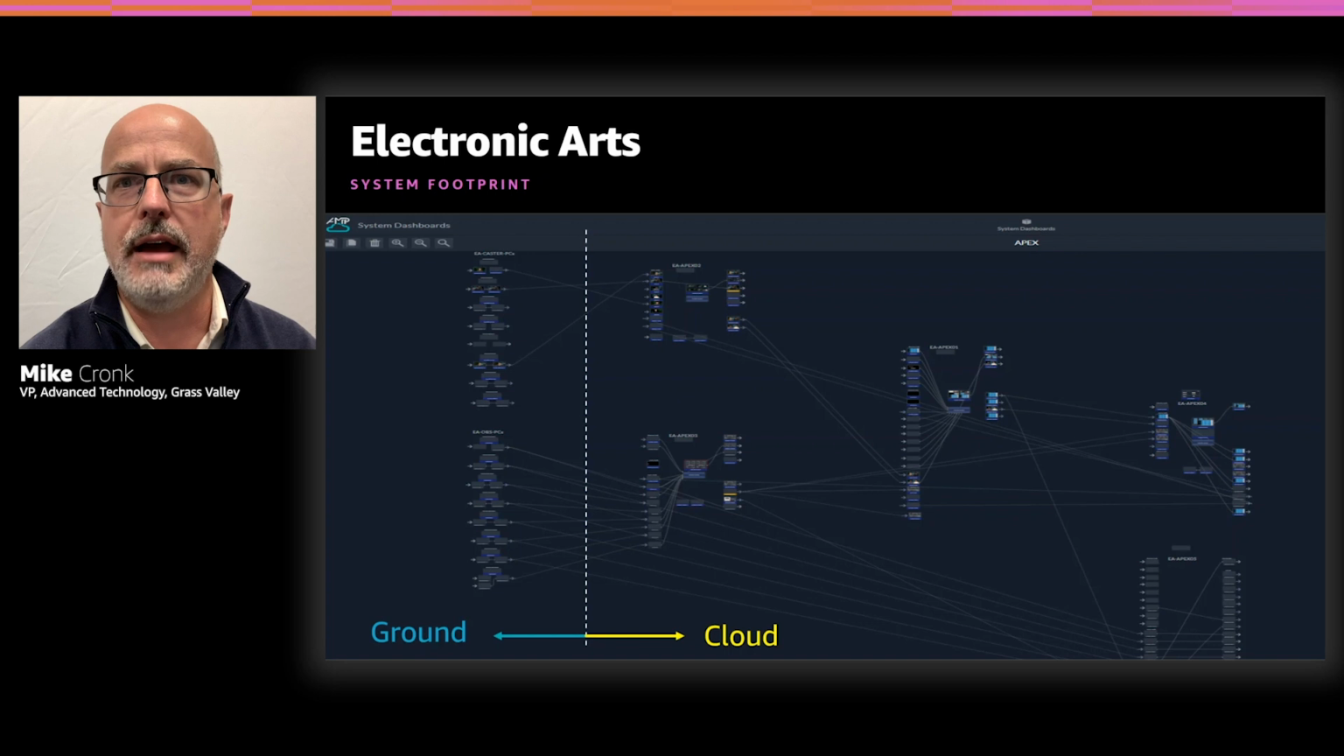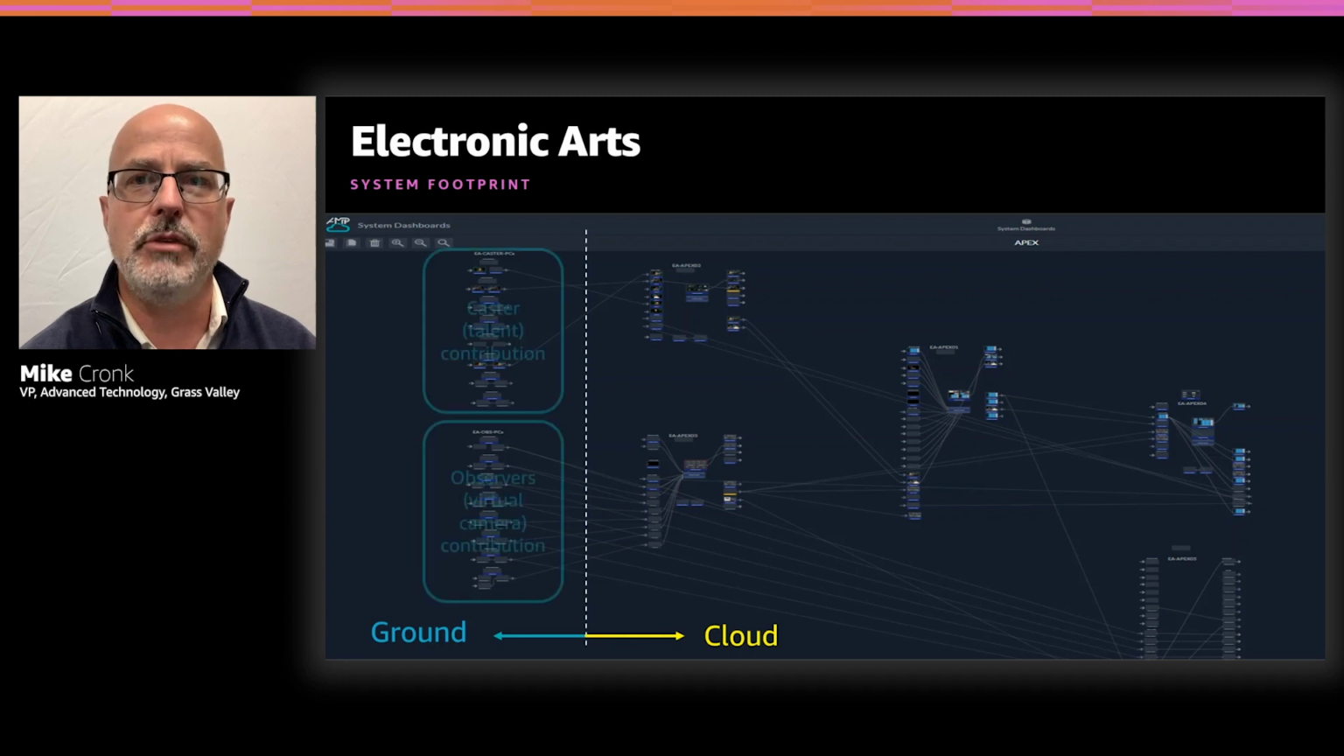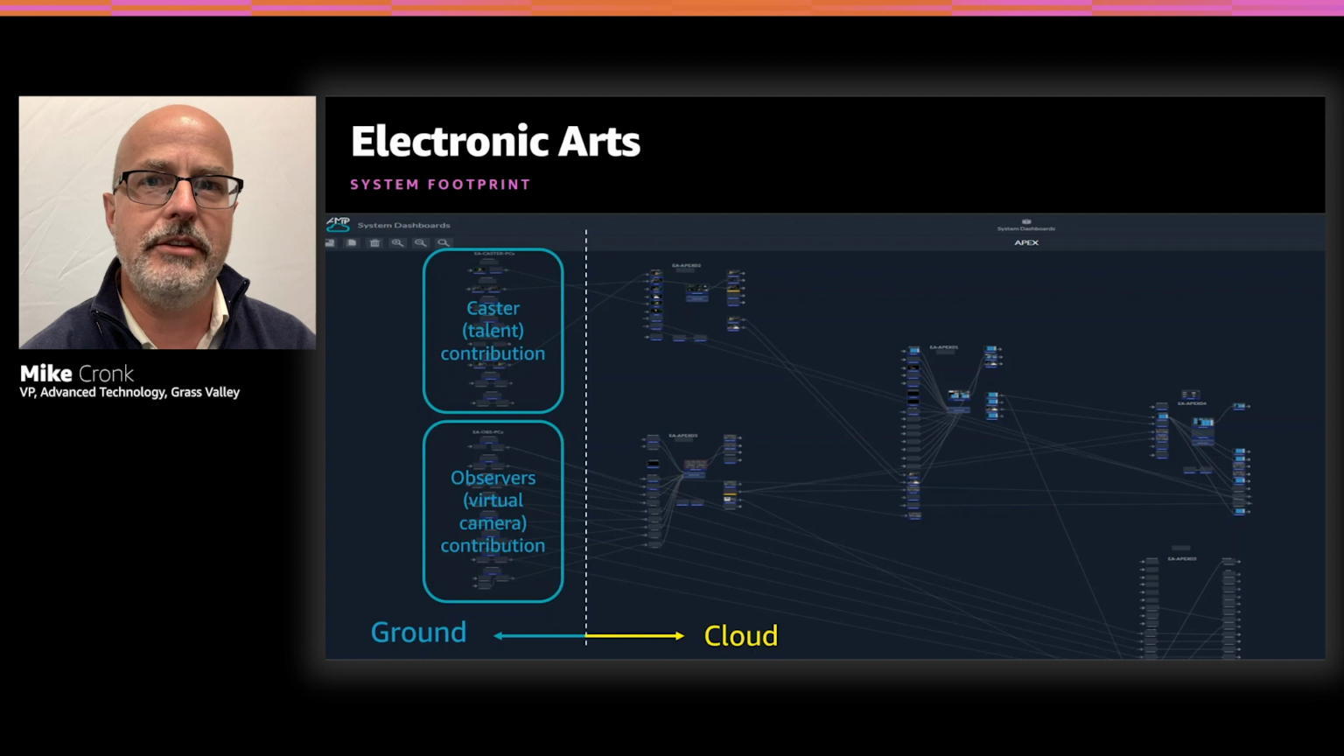And so on the ground, they have talent in the esports world. They call those casters. And they have observers. These are essentially the cameras. They're virtual, so that people are flying around in the game in 3D space. And unlike the real players in Apex, they're just not shooting anybody. And so those camera feeds and the headshots with microphones from the talent are all being fed into the cloud at contribution quality, typically 15 to 20 megabits per second.